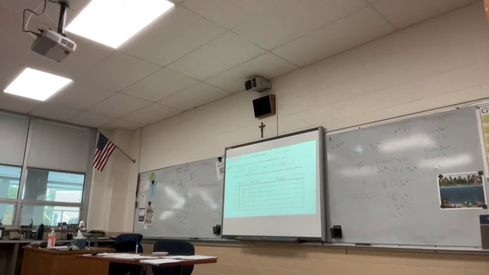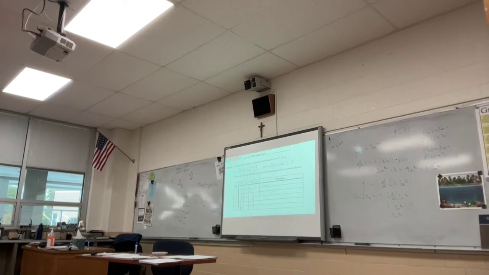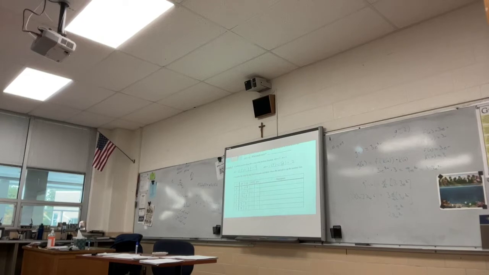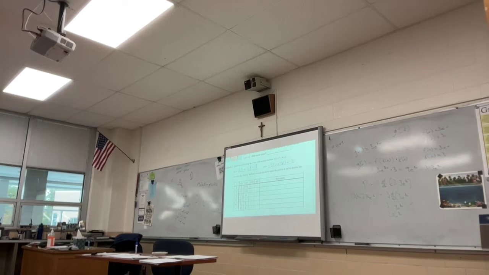Okay, so for v of t, that's just a linear function. When t equals 0, my velocity is negative 4, and then it's just going to go up by 2 each time. It increases by 2 each time t increases by 1. And then the absolute value of v of t is going to be 4, 2, and then 0, 2, 4, 6.